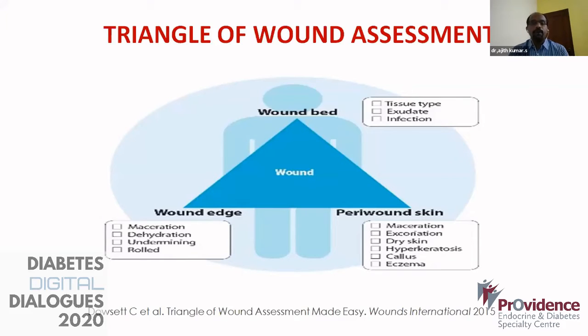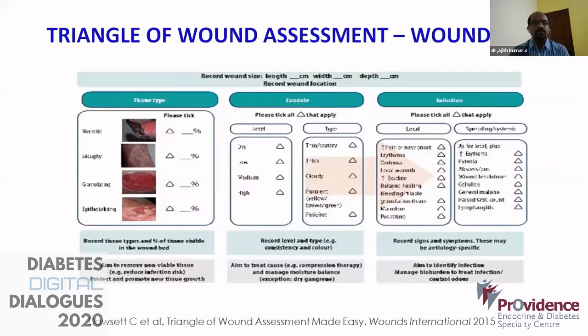This is very, very important, because the type of tissue and the level of exudate in the wound bed are important for choosing either the local agent or any machine you want to apply, or if you want to give antibiotics also. It also gives a clue about which type of debridement you should use when a wound comes to you. So the triangle of wound assessment is very important.